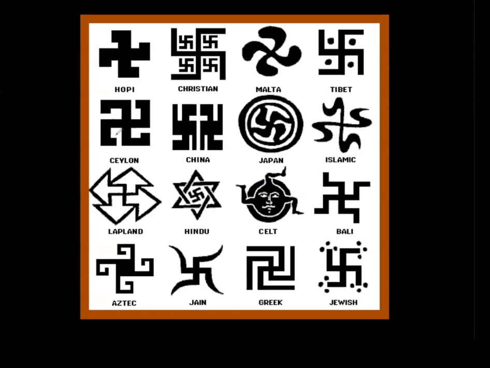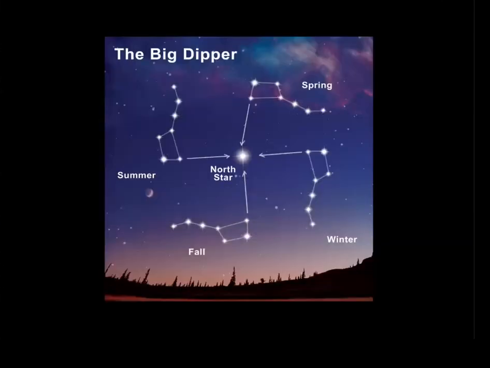In fact, it is in the Hopi, it is in the Maya, it is in Tibet, it is in China, it's been in Japan, it's been in Bali, it's Jewish, it's Greek, it's Jain, it's Aztec. The symbol that you are seeing right there has nothing to do with what we learned in school, and it has to do with the cosmos and following the Big Dipper.